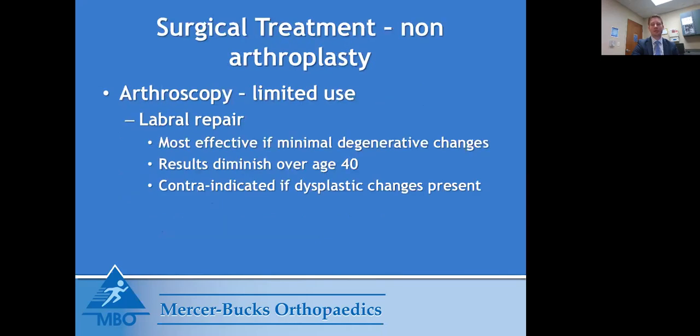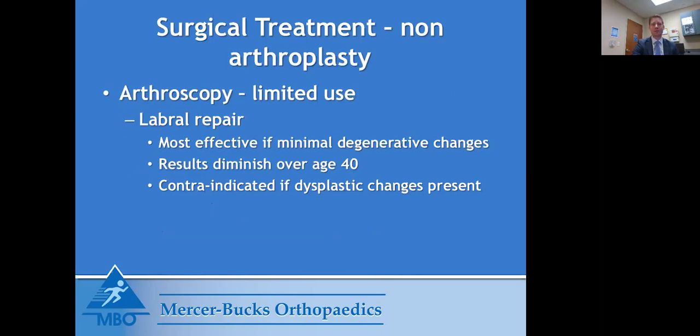So as far as the surgical treatments, we have what are considered arthroplasty, which is replacement, and non-arthroplasty or non-replacement treatments. So the most common non-replacement type operation done for folks that have hip disorders is something called arthroscopy, but it does have relatively limited use.